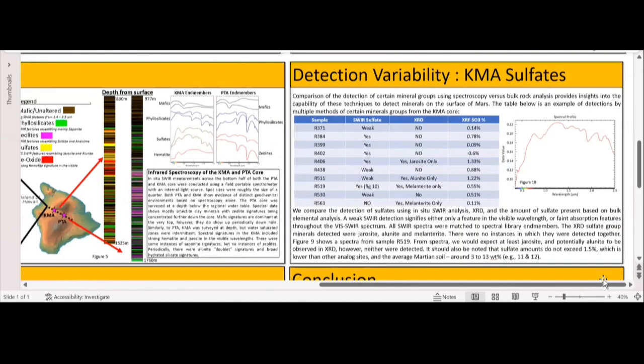So I do want to spend a little bit more time talking about the variability in detection in the KMA and how that may pertain to Mars. I made a table here that has samples that had a good amount of sulfur present comparative to the rest of the core in XRF and cross-reference it with the shortwave spectra and XRD data. Overall, the message is that even if we detect these things in spectroscopy, it does not mean that they're within detection thresholds of other analytical methods.